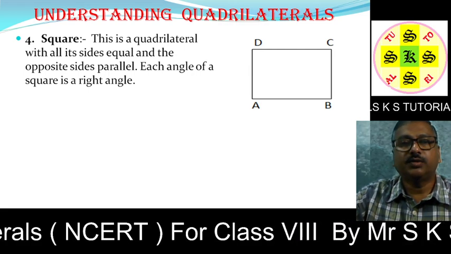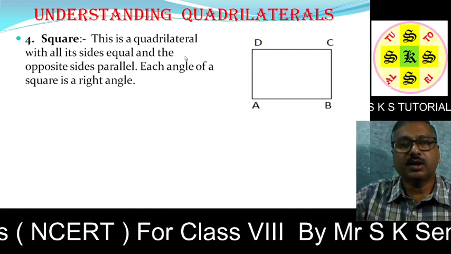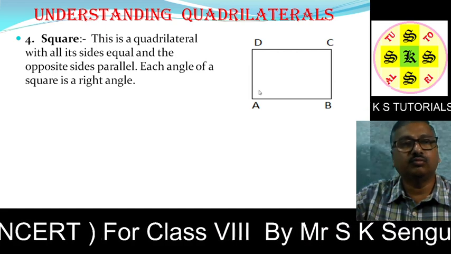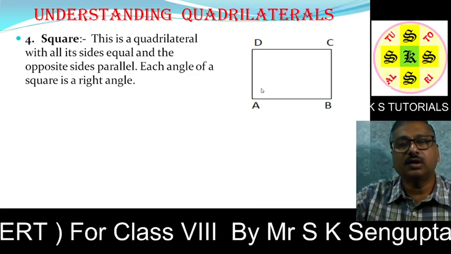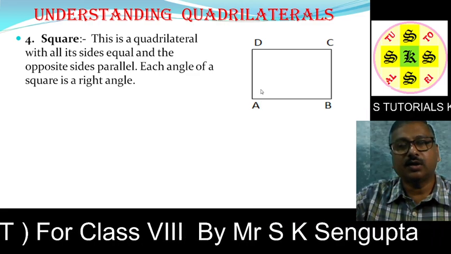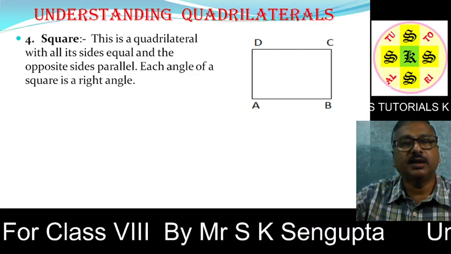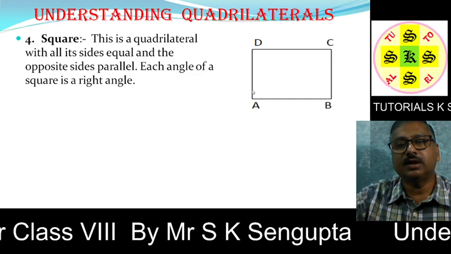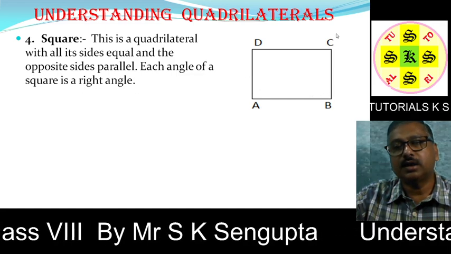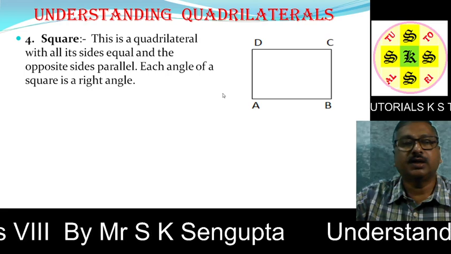So see the definition. This is a quadrilateral with all its sides equal. That is, this is for a rhombus also, all its sides equal, as well as all angles 90 degrees. Each angle of a square is 90 degrees. So this is 90, this is 90, this is 90, all angles 90 degrees.